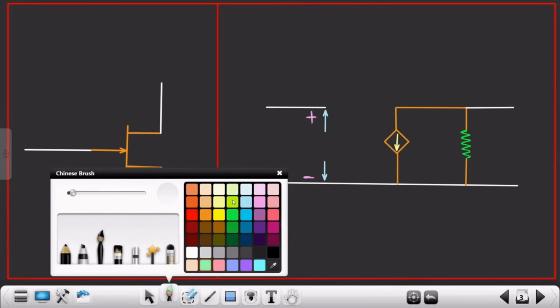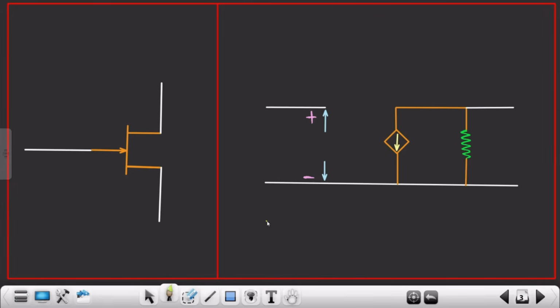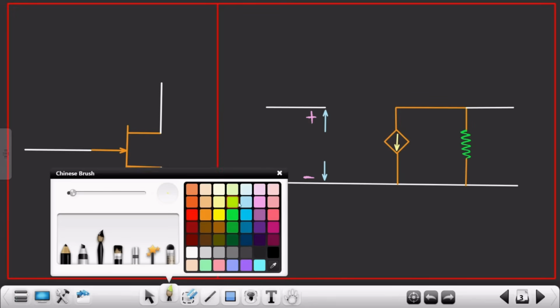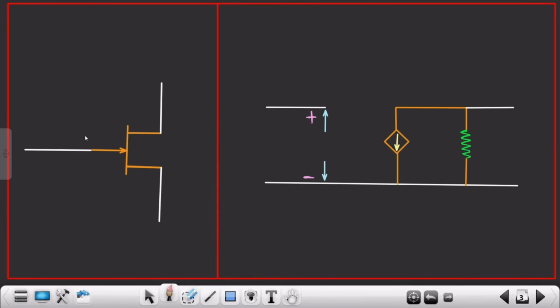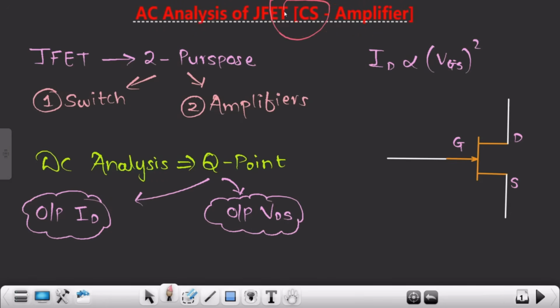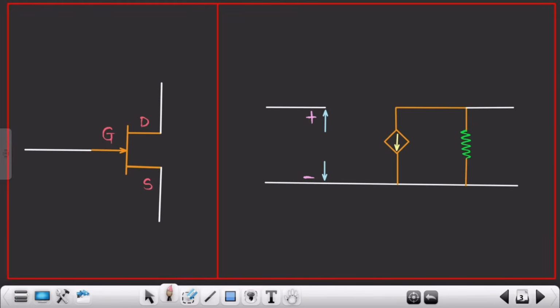I know you'll now ask me one question based on this: why exactly are we taking positive over here and negative over here? Let me come to that, but before that, let me write over here, this is my gate, and this is my source, and this is my drain. You can clearly see source is common to drain and gate, right? Source is common between the input and output, since we are dealing with a common source amplifier. As I had already told you, in a common source amplifier we make source the common terminal.